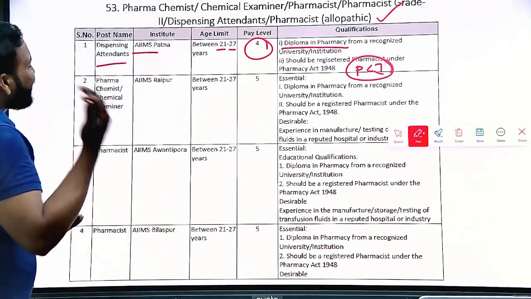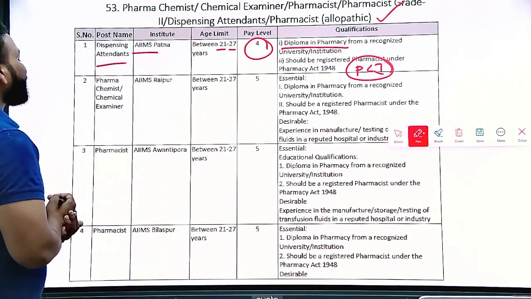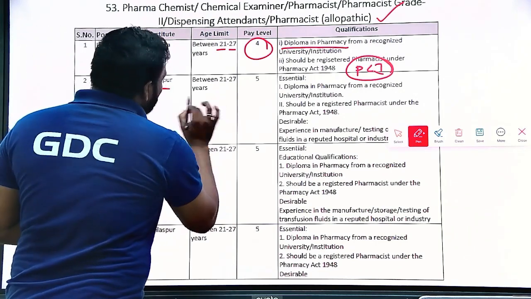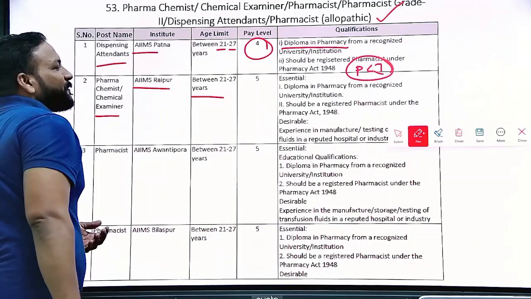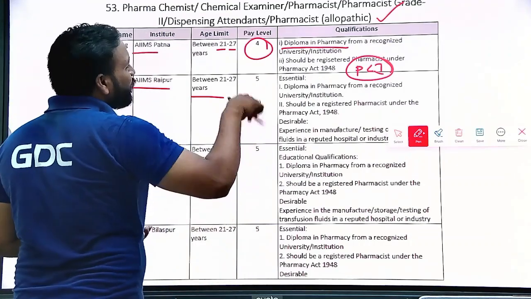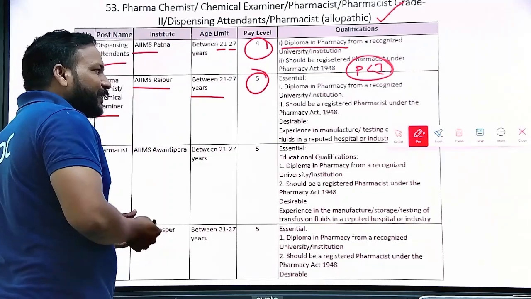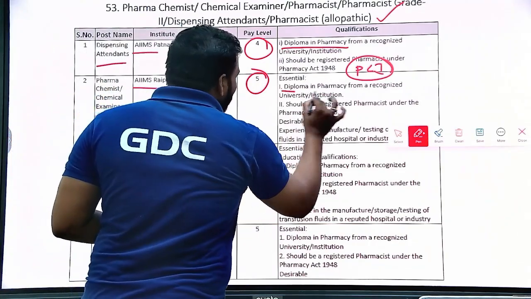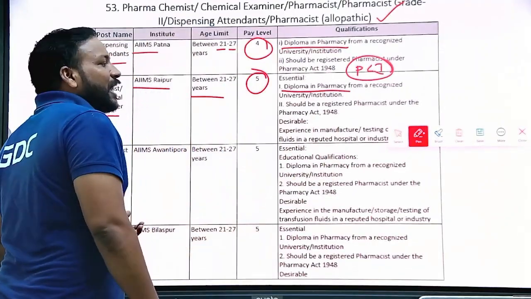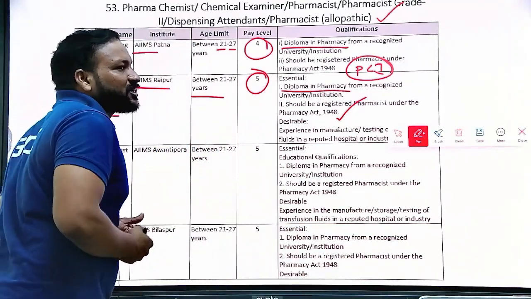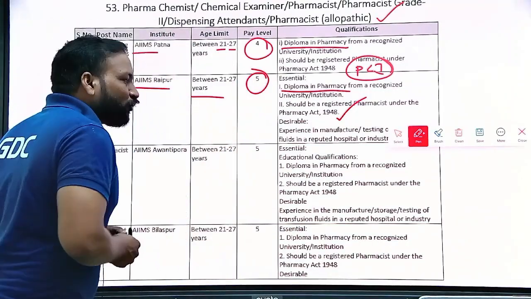Okay. And the next post, that is pharma chemist or chemical examiner in AIIMS Raipur. So the age relaxation is the same as that of the dispensing attendant, but the pay level is one step higher, that is fifth pay, and he also should possess a diploma in pharmacy from a recognized university, and he should be a registered pharmacist under the Pharmacy Act 1948.